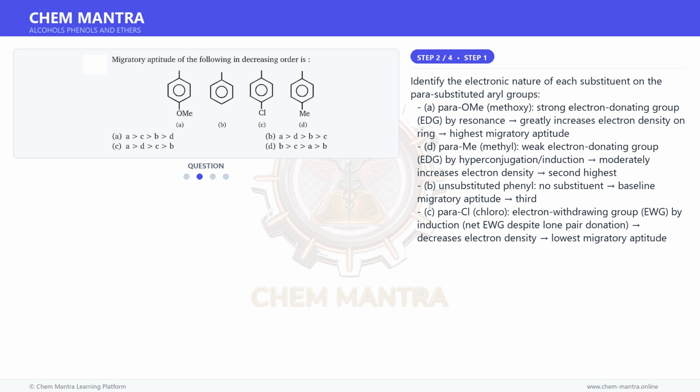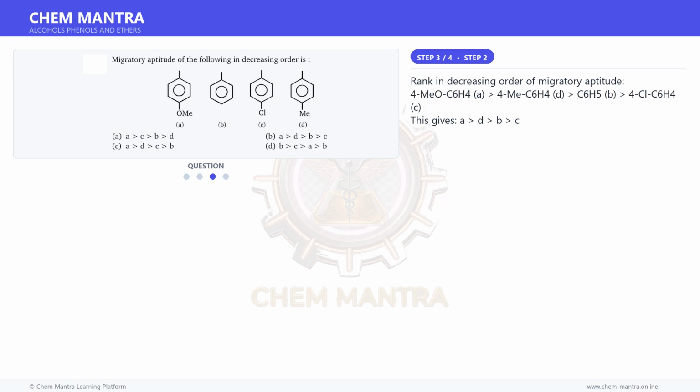B. Unsubstituted phenyl, no substituent: baseline migratory aptitude, third. C. Para-Cl, chloro, an electron-withdrawing group, EWG, by induction, net EWG despite lone pair donation, decreases electron density: lowest migratory aptitude. Moving on to the next step.